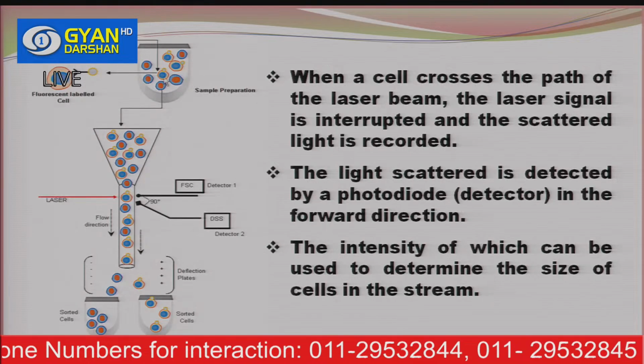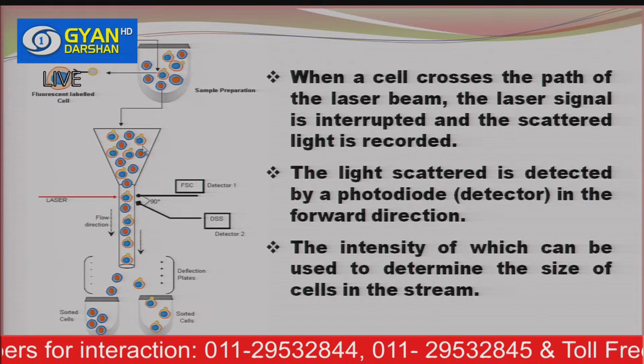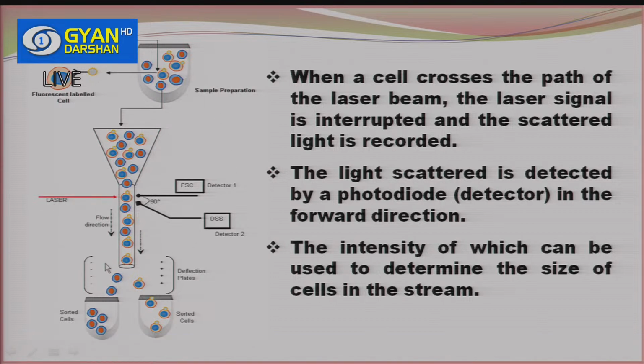So you can see here the scheme of the FACS, with the laser available. Here are two detection panels, which have positive charge and negative charge. So we can sort out the different types of cells with the help of the fluorescent tag. Here the antibody is tagged.